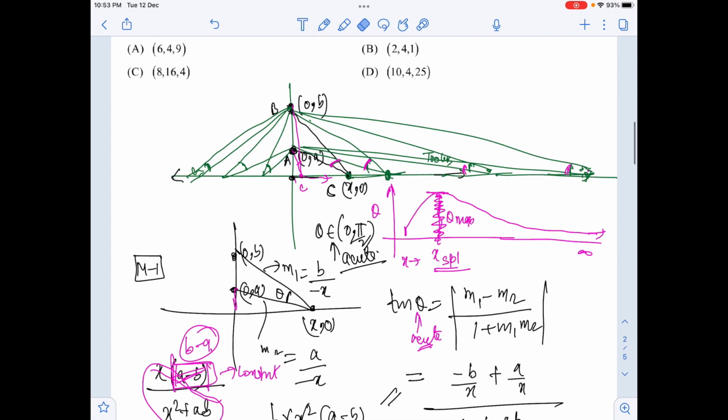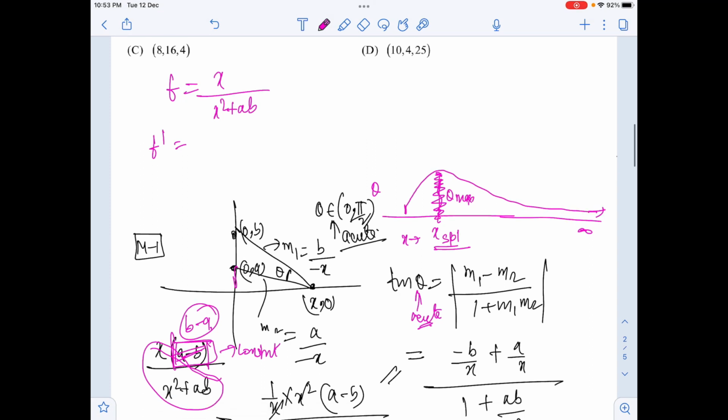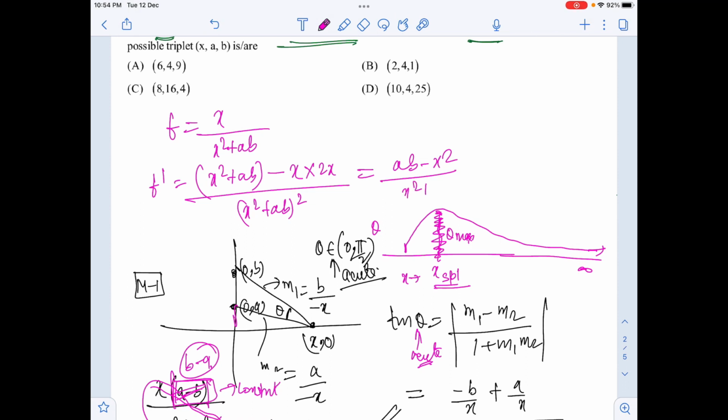So if I take a function f of x, let me do it over here, create a space. So now if I take the function f as x by x square plus ab, let's find its derivative. Differentiate the upper one, leave the lower one, right? So 1 into x square plus ab, minus, leave the upper one, differentiate the lower one, divided by the whole square of the lower one, right? So what we get is ab minus x square by x square plus ab whole square. It's very interesting. If we set it to 0, you'll get a value of x as root ab.